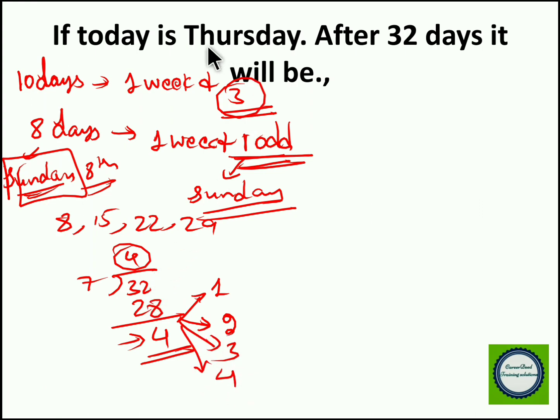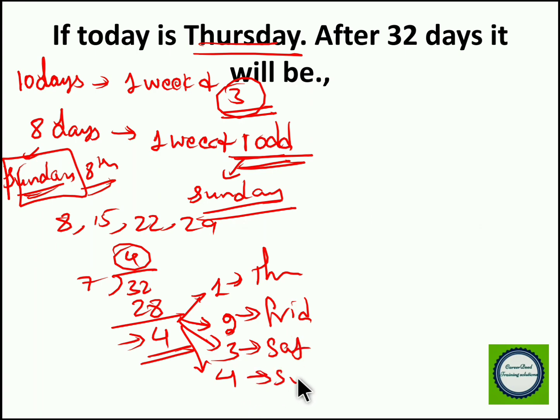If the first day is Thursday, then the first odd day will also be Thursday. Then the second odd day will be Friday, the third odd day will be Saturday, and the fourth odd day will be Sunday. Don't choose Sunday as the answer, because the question is after 32 days. That means you have to find the 33rd day. If the 32nd day is Sunday, the 33rd day will be Monday. So the answer for this question is Monday.